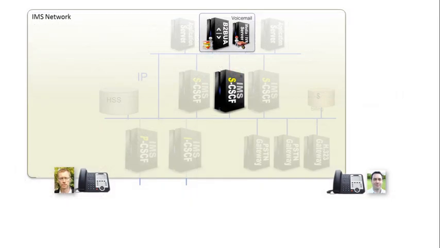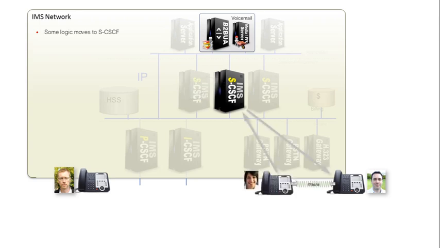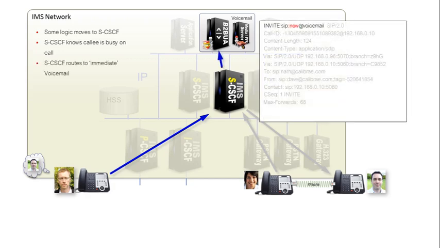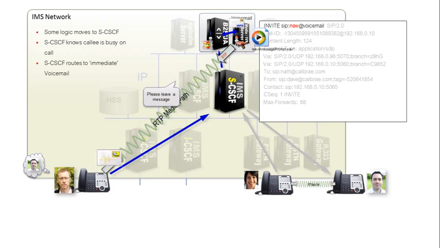With IMS and IMS type networks, some of the initial logic might well move from the voicemail server to the serving CSCF. Imagine Nath's already on a call when Dave's invite arrives. Well, the serving CSCF, knowing that Nath's busy, might well route the invite to the Voicemail Now service on the voicemail server, prompting it to establish the voicemail session immediately rather than wait till later when a timer expires.